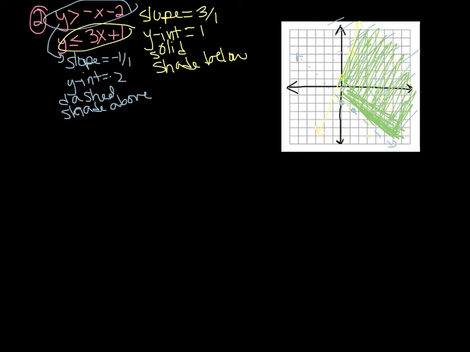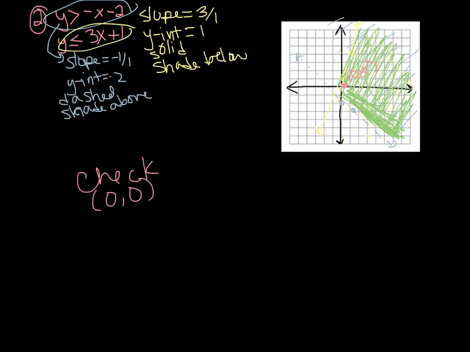So the last thing I'm going to do, I will check it. I think that's a good idea. This one is really nice because the easiest point on the entire graph is in my shaded area, which is 0, 0. So go ahead and choose that one to check.